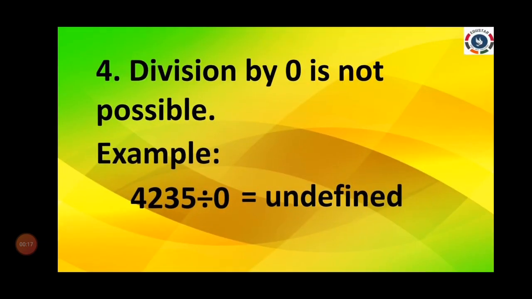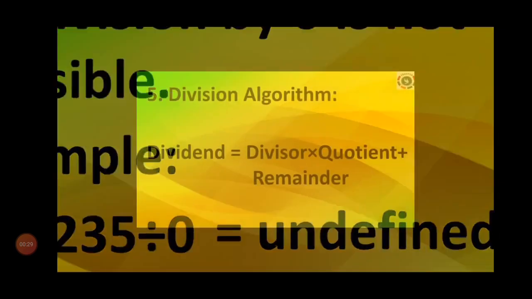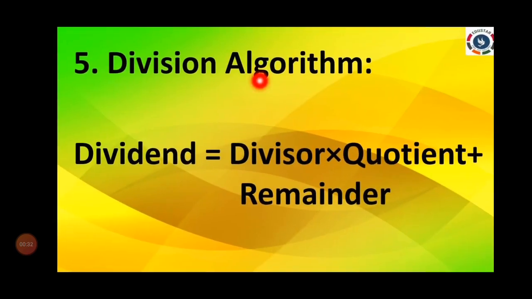Property 4. Division by 0 is not possible. For example, 4,235 divided by 0 is called undefined. It is impossible. Division algorithm. Property 5. The dividend is equal to divisor into quotient plus remainder. So whether your answer is correct or not, we can check by using the division algorithm. Multiply the divisor by the quotient, then add the remainder, and you will get the dividend value.